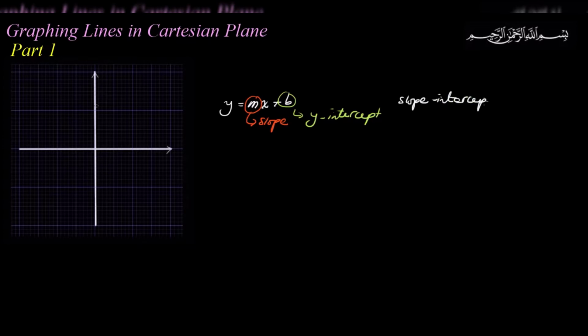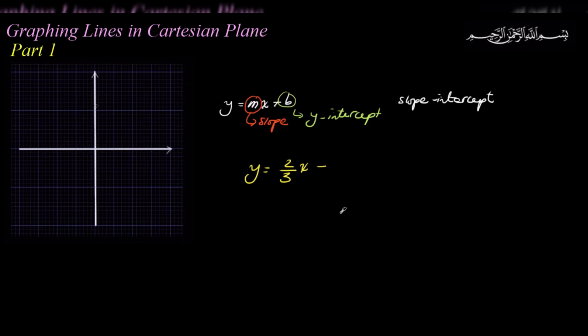So if you're given an equation of a line, for example, y is equal to 2/3 x plus 1, and this is in the slope-intercept form, this line has a slope of 2/3 and a y-intercept of 1. All right, so this is the slope-intercept form, and I hope you are familiar with this form of a line.